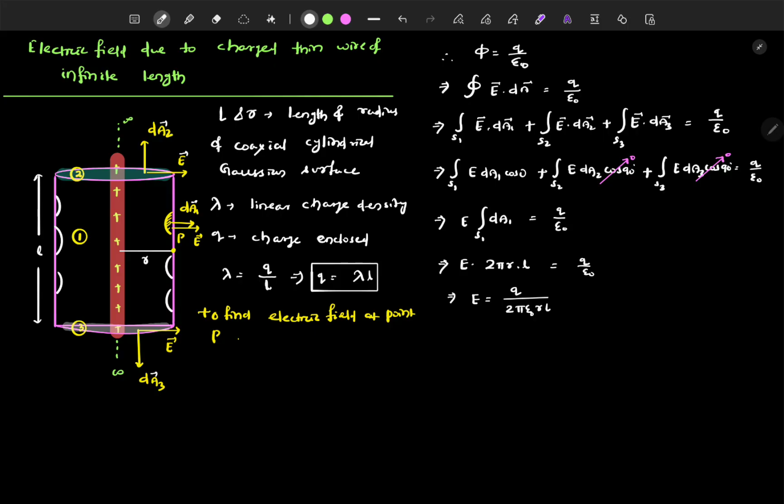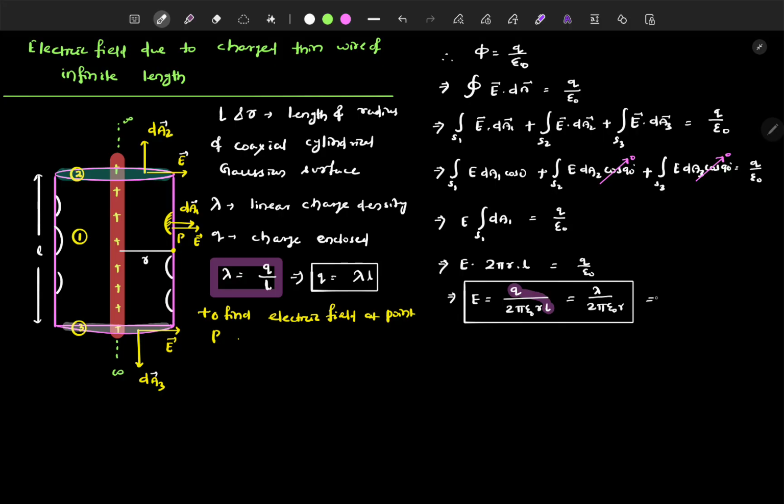And we know Q by L, charge divided by length, is the charge per unit length, that is lambda. So instead of this we can write E equals lambda divided by 2 pi epsilon naught into r. Yes, so this is one answer.